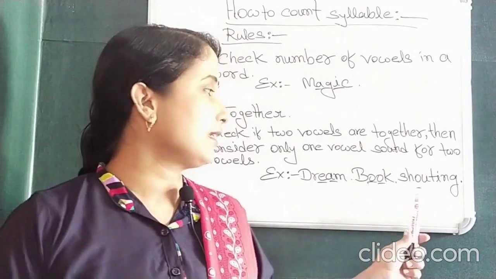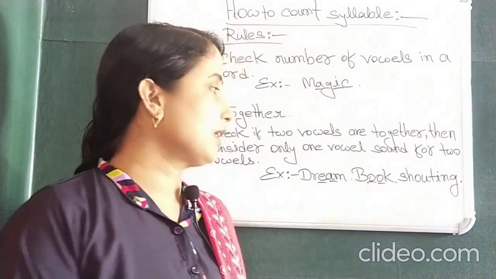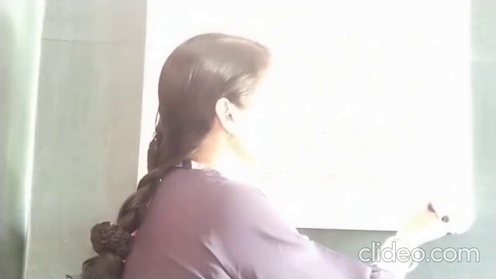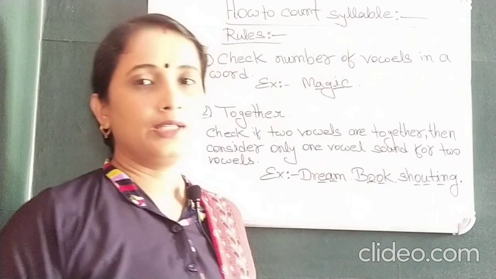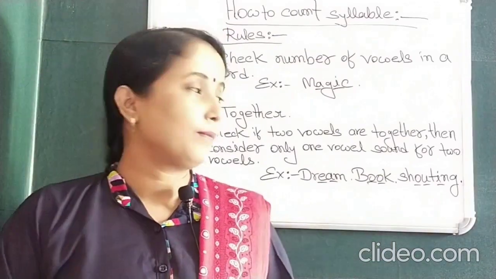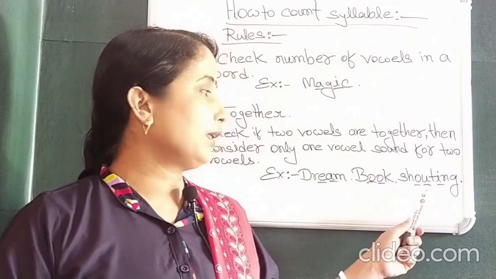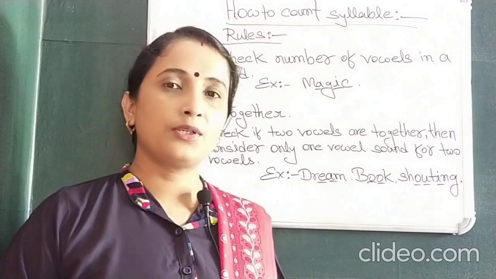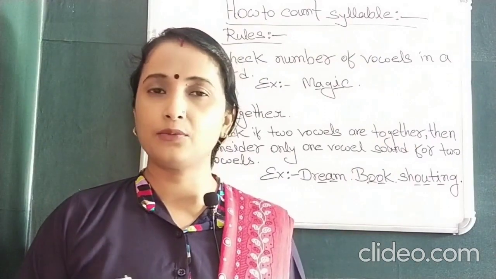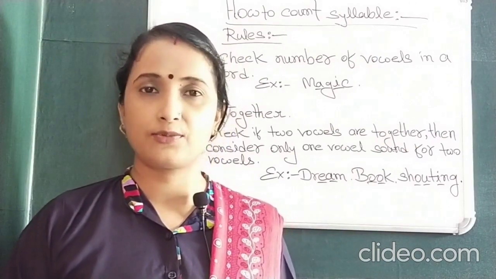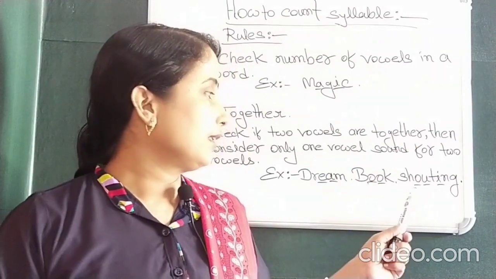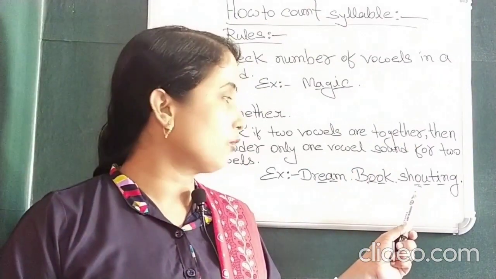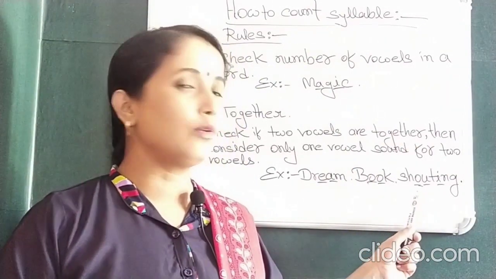Another example is shouting. In the word shouting, there are 3 vowels, O, U and I. But in this word, O and U, these 2 vowels are together. According to rule number 2, if 2 vowels are together, then we will consider only 1 vowel sound for those 2 vowels. So, in the word shouting, we consider 1 vowel sound for the vowels O and U.